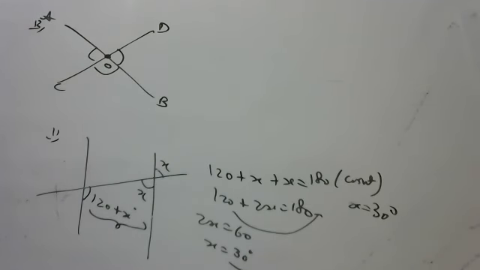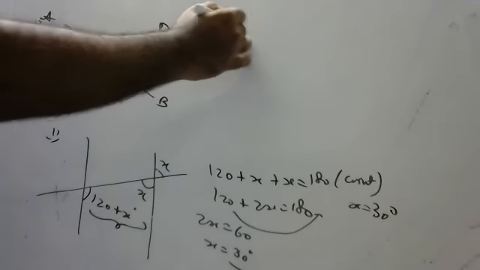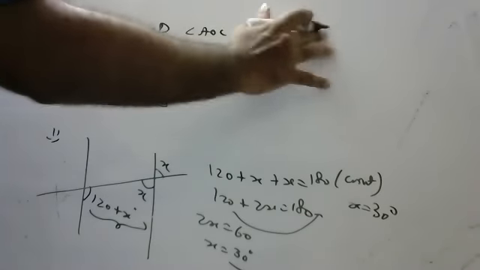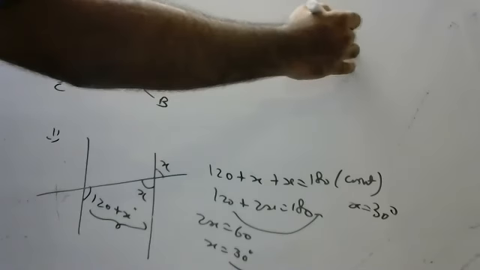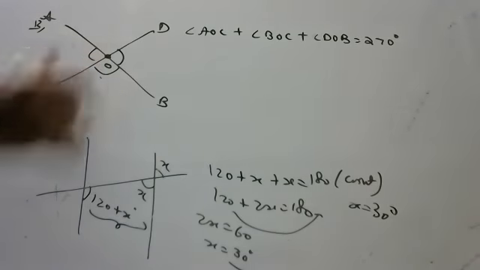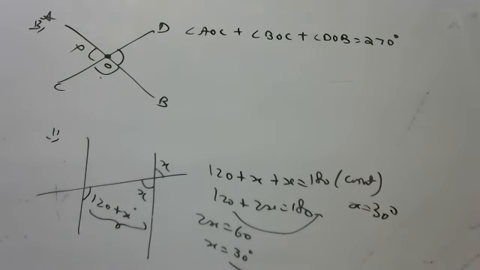Once again, children. Angle AOC plus angle BOC plus angle DOB is equal to 270 degrees. He's asking only how much is AOC. Can I do this sum? Yes, tell. Only AOC is how much? Sir, AOC plus COB plus COD plus AOD is equal to 360 degrees.